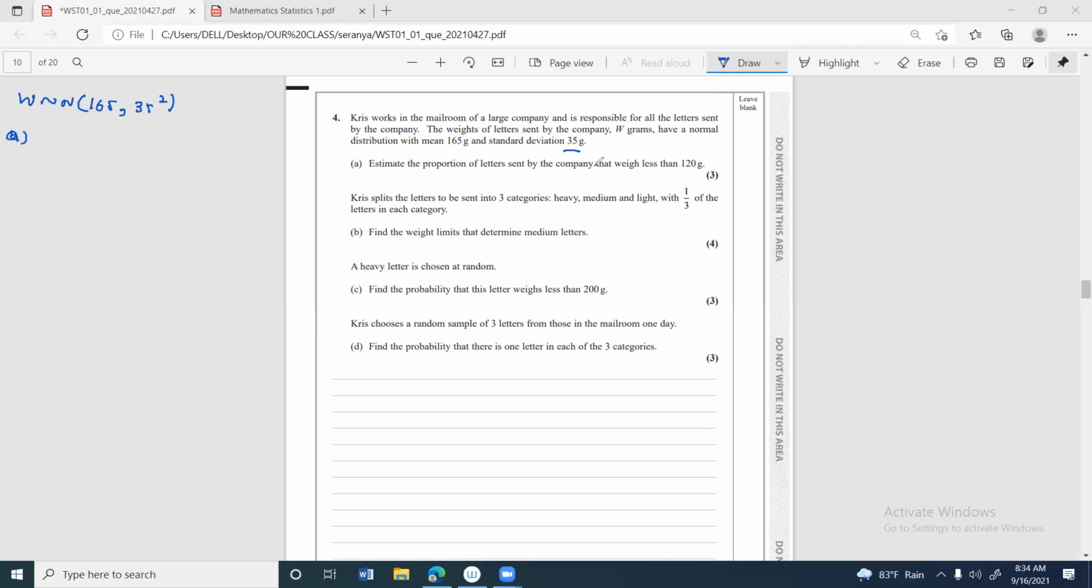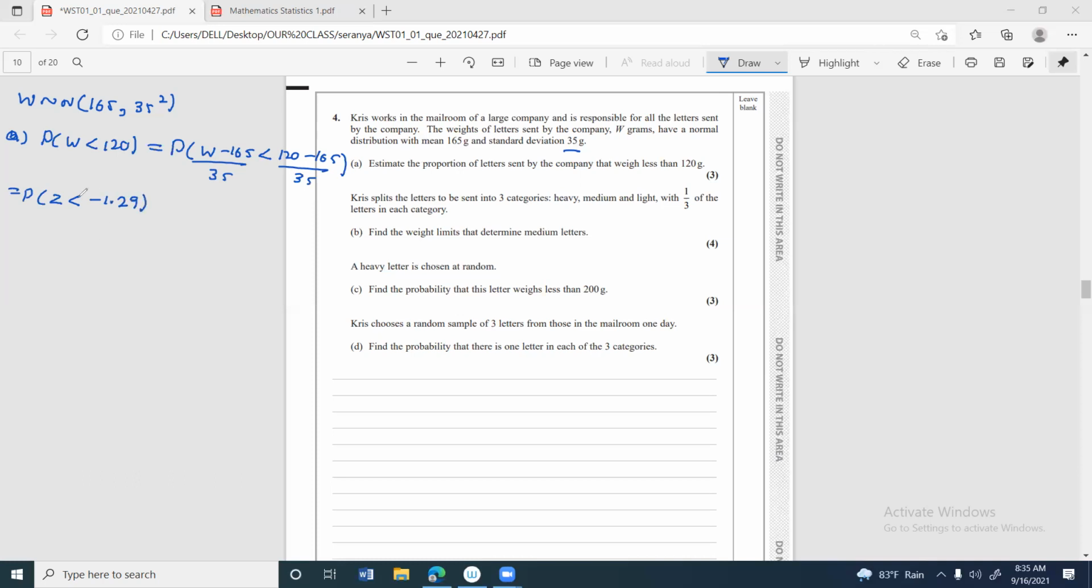Estimate the proportion of the letters sent by the company that is less than 120. That means the probability of W less than 120. When you're working this out, the first step is to make it into standard normal. Then on both sides you have to subtract the mean value and divide by the standard deviation. So if you do this, the variable side turns up to Z is less than 120 minus 165 divided by 35. It turns up to minus 1.2857, that is 1.29.